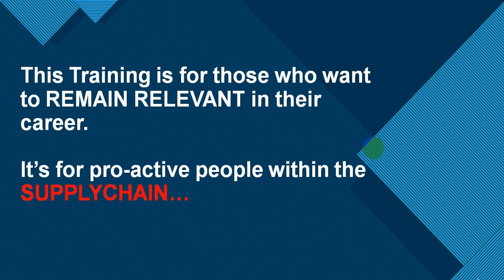Now, this training is for those who want to remain relevant in their career. It's for proactive people within the supply chain. Now, only proactive people are successful in their career. People look out for those who have been exceptional and successful in career. You find out that these are people who are proactive, right? So they position themselves to take advantage of the change. So they look at the trends and they set themselves at the current of the trend, and they just flow easily and excel in their career.